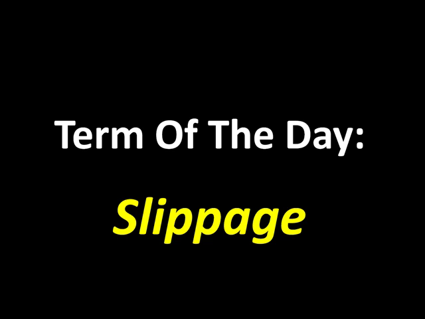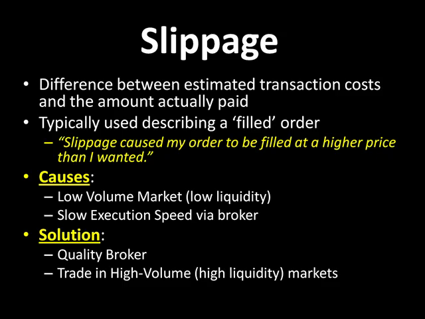Now, before we get into the live trade room for today, let's talk about the term of the day. And the term for today is slippage. Now, we had this come up in the live trade room this morning. And slippage is one of those terms that we hear tossed around in the markets all day long, but people have different opinions on what it might mean. Now, slippage by definition is the difference between an estimated transaction cost and the amount that you actually pay. So in other words, what you're expecting to get and what you actually get.